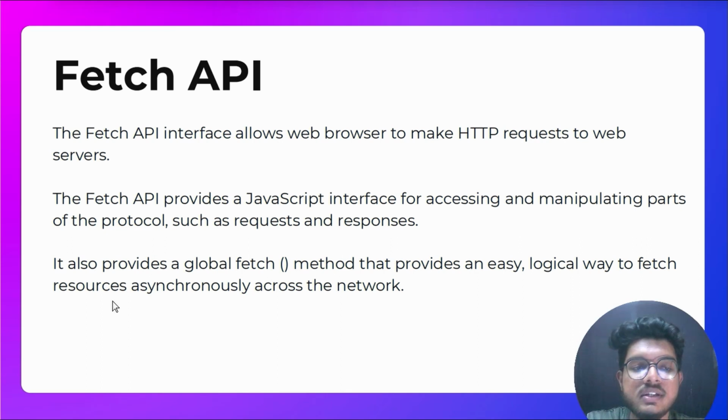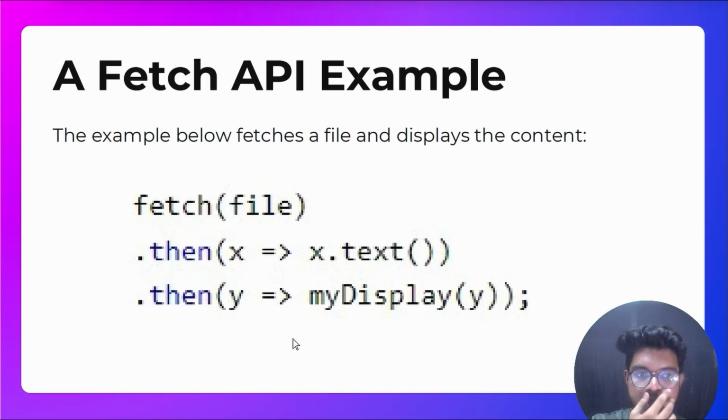But what is fetch? The fetch API interface allows a web browser to make HTTP requests to web servers. The fetch API provides JavaScript interfaces for accessing and manipulating parts of the protocol, such as requests and responses. It also provides a global fetch method that provides an easy, logical way to fetch resources asynchronously across the network. Do not worry, I'll explain one by one. No issues. A fetch API example. The file below fetches a file and displays the content. File is nothing but the location you'll give.